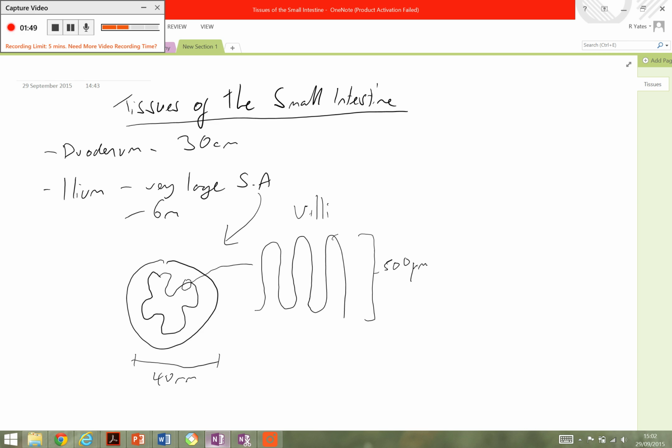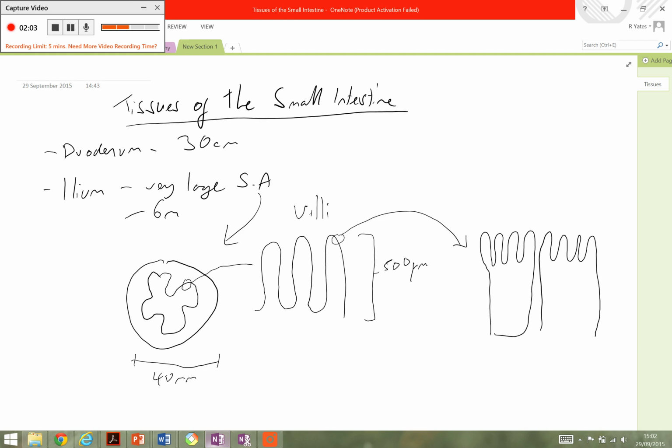On these villi, if you zoom in even closer, we have little structures called microvilli. They make up the outer layer of the villi, and we're talking about a distance here of around about 1 micrometer. Very, very small. You can't really see these microvilli with a light microscope. They can only really be seen with an electron microscope, and that is really, really small.